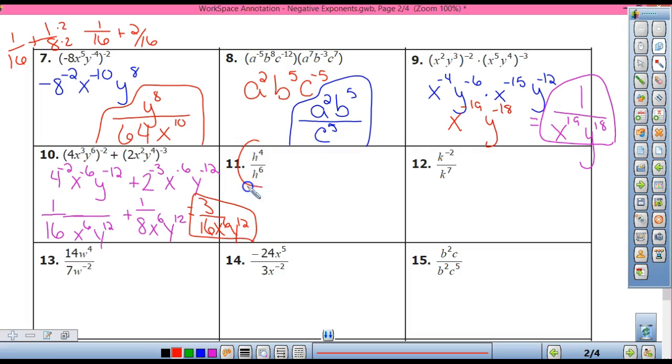Alright, so now I have h to the 4th divided by h to the 6th. So subtract them. I get h to the negative 2, which is 1 over h squared. Okay, number 12, top, negative 2 minus the bottom. So negative 2 minus 7 is k to the negative 9. So I have 1 over k to the 9.